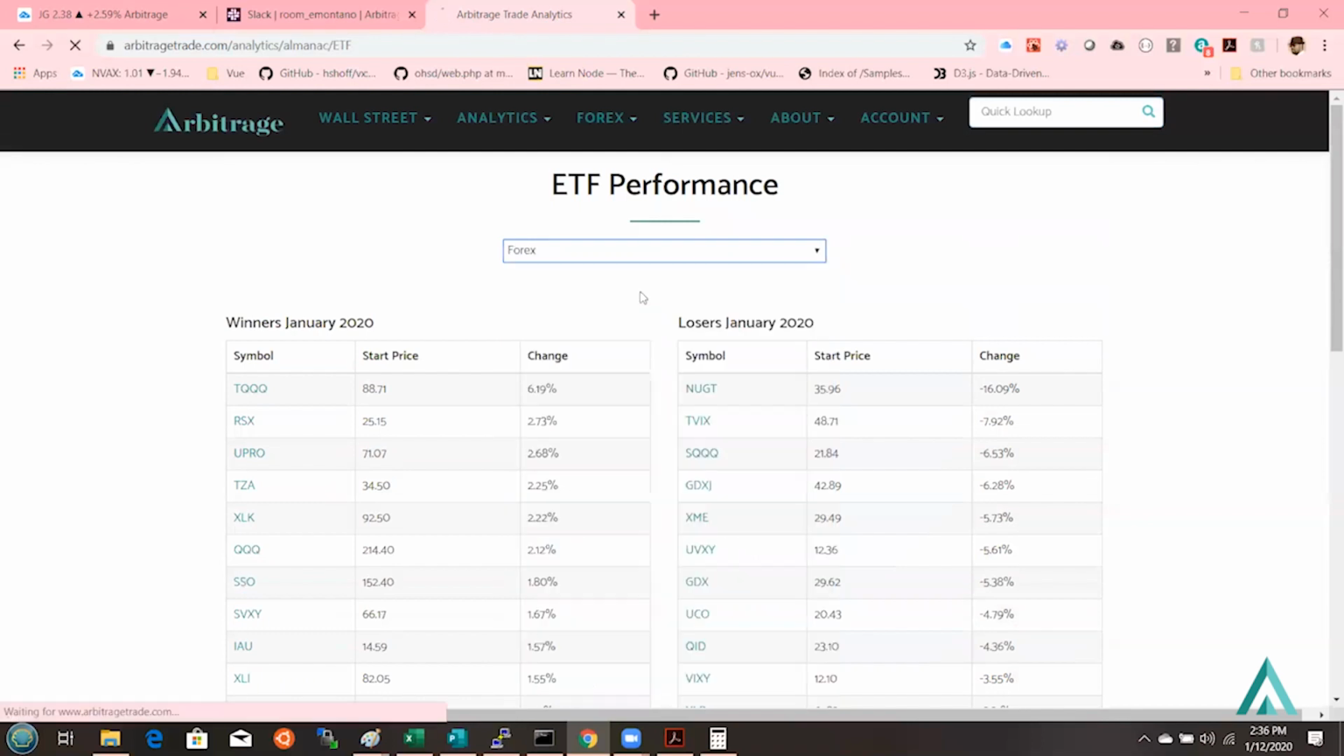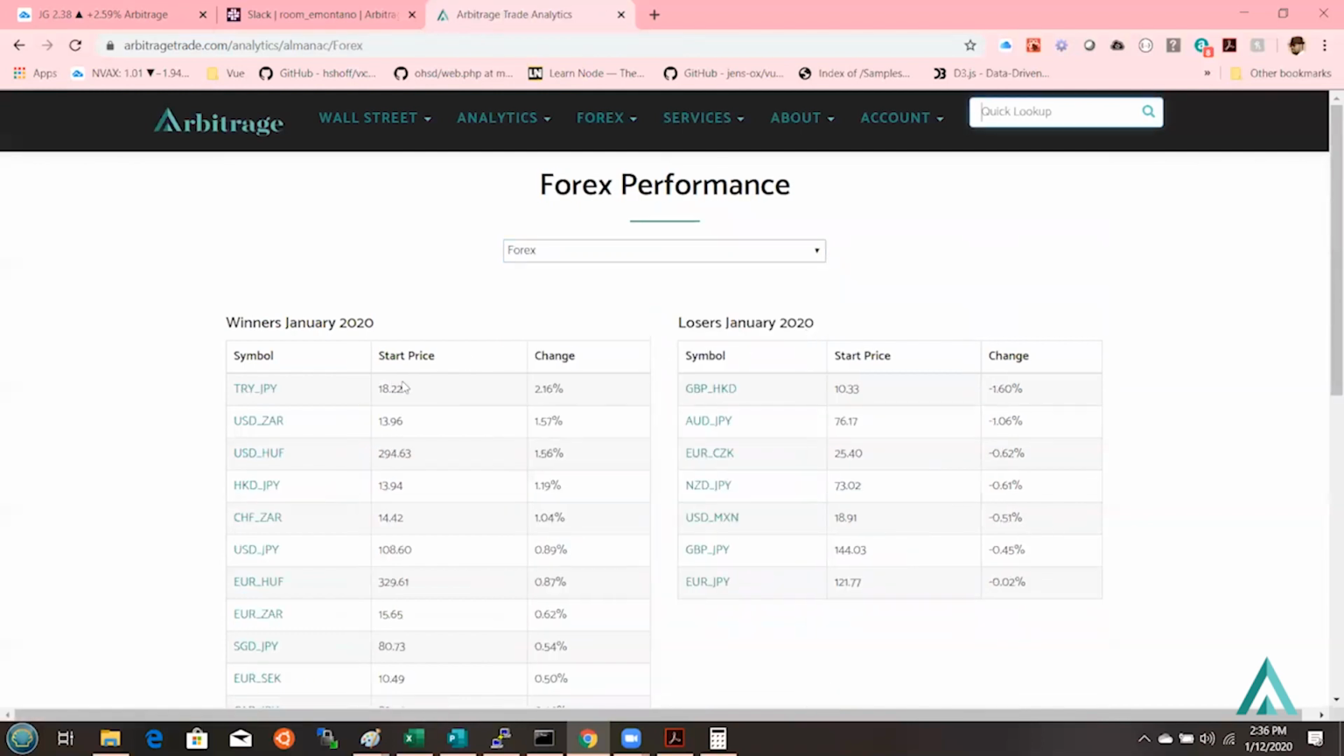If you want to play Forex pairs, you can also see which ones have lost the most or gained the most over the course of the month, and you can monitor that as you go throughout the month.